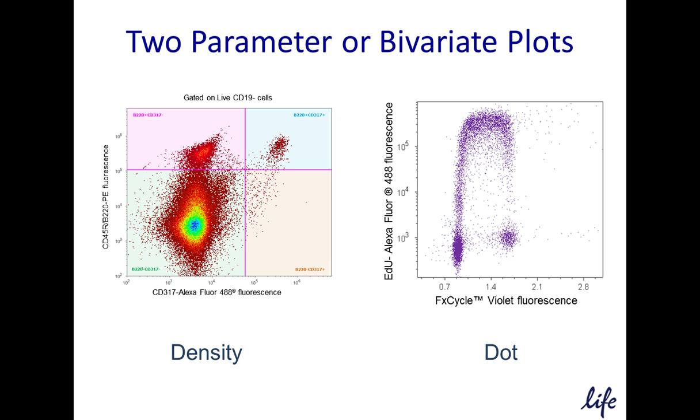Two parameter plots do not have to be rectilinear in their display. As you can see on the right, this is using our Click-iT EdU and DNA content dyes in a dot plot format. We see a typical density plot on the left, where this is a rare event seen in the upper right quadrant, and most of the cells are negative in the lower left quadrant.